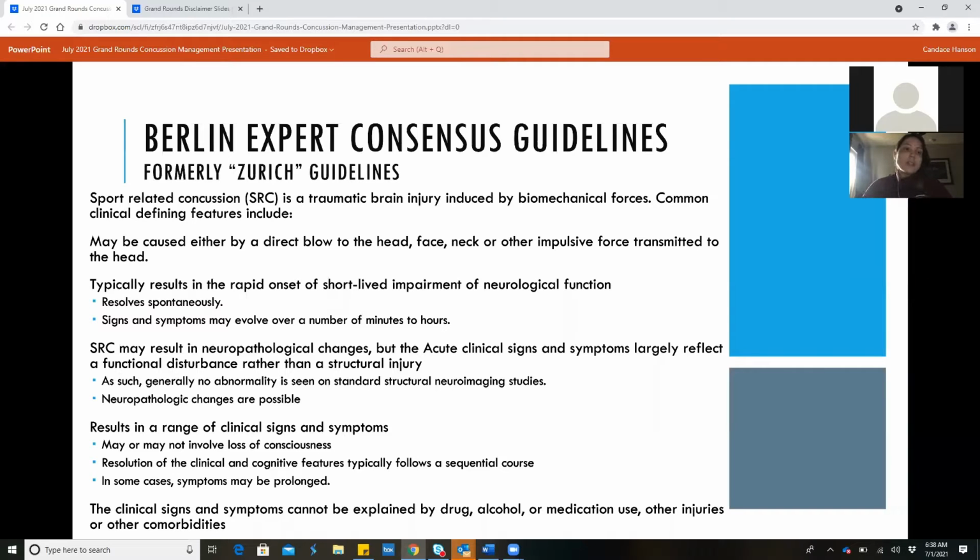Results in a range of clinical signs and symptoms, which may or may not involve loss of consciousness. Resolution of the clinical and cognitive features typically follows a sequential course. In some cases, symptoms can be prolonged, and the clinical signs and symptoms cannot be explained by drug, alcohol, or medication use, other injuries, or other comorbidities.